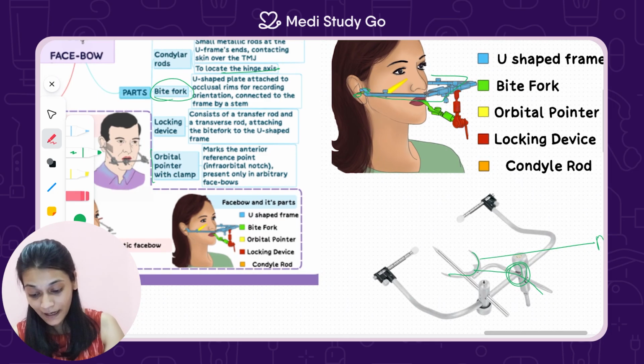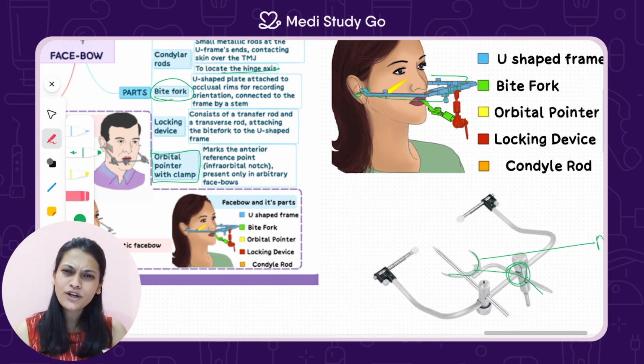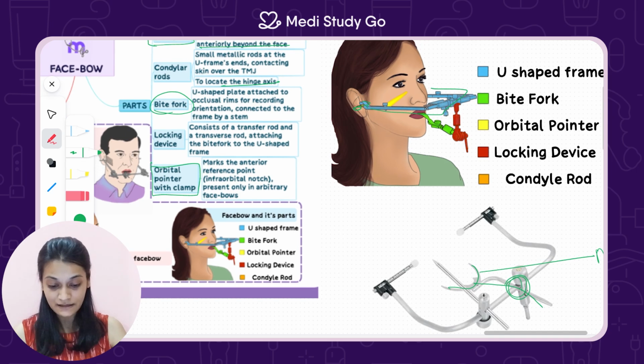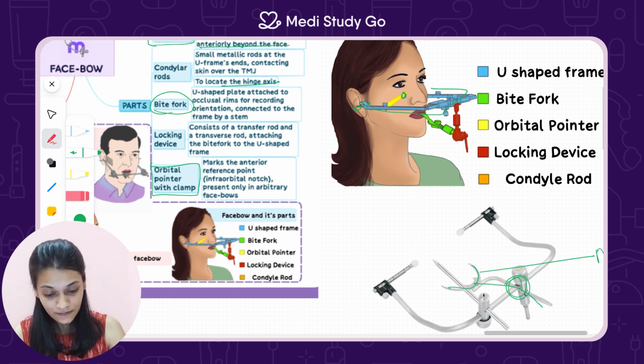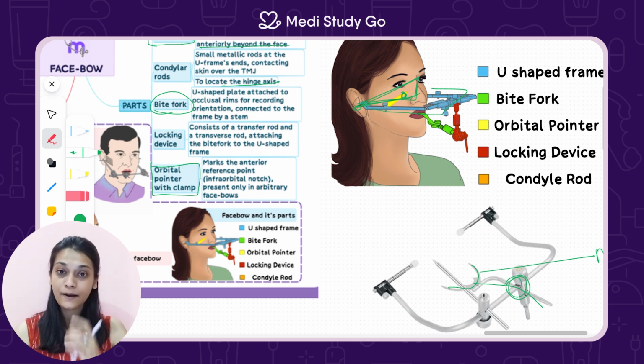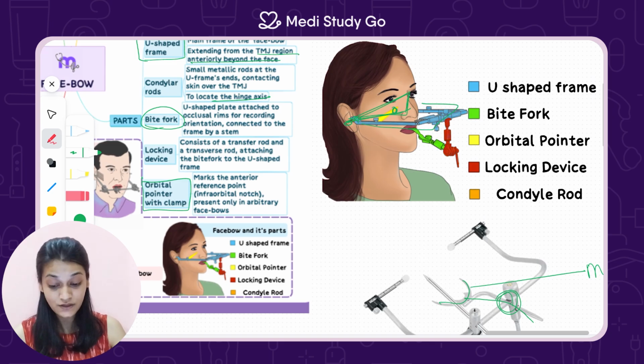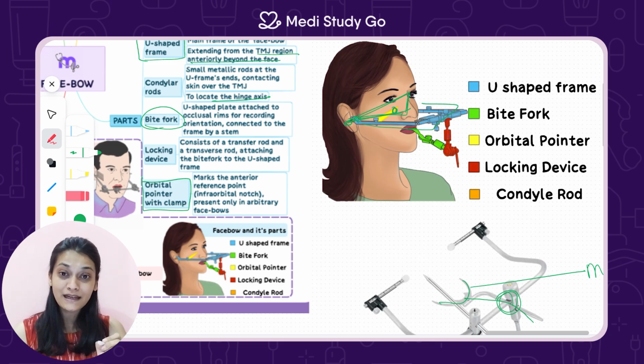Then comes the orbital pointer with a clamp. So what do you think is an orbital pointer? Do you know what is an orbit? Yes, the orbitale is that point that is located at the deepest part of your orbital rim. So once you have this and you have both your condyles, now I can say that for a triangle I need 3 points, correct? One anterior, two posterior. So it is going to give me a plane. It is because of this anterior reference that I can locate my entire plane. So this was about your arbitrary Facebow.